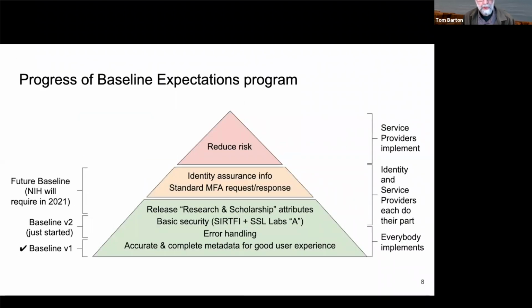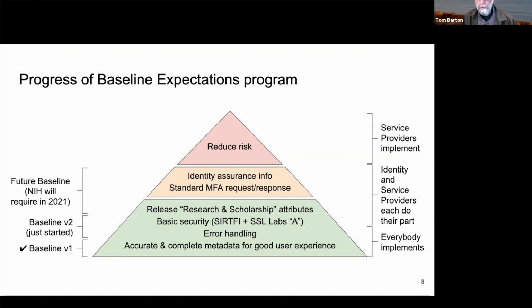So here's that pyramid again, but on the left I've kind of superimposed how far the baseline expectations program has taken us so far. And just to recall, there's been one complete iteration of work, one big work package, the initial one, V1, where we basically tackled that bottom thing. We cleaned up InCommon's metadata. It was awful. It's now perfect.